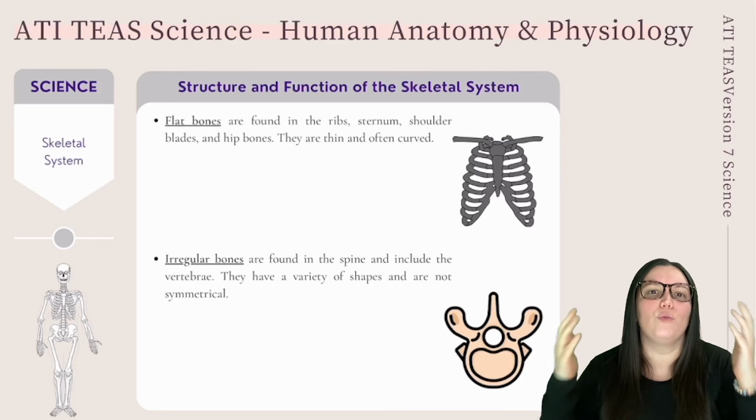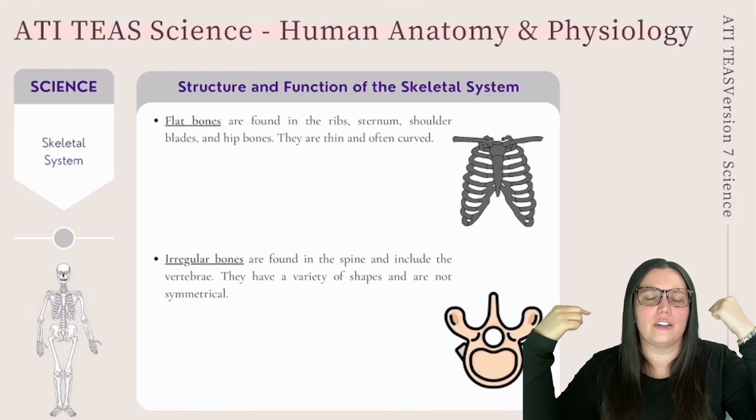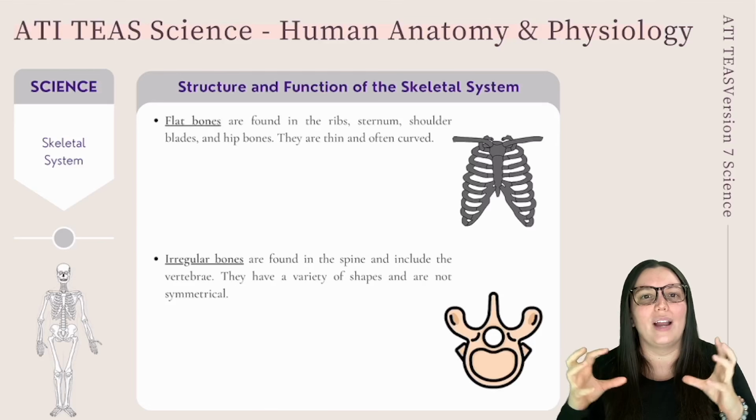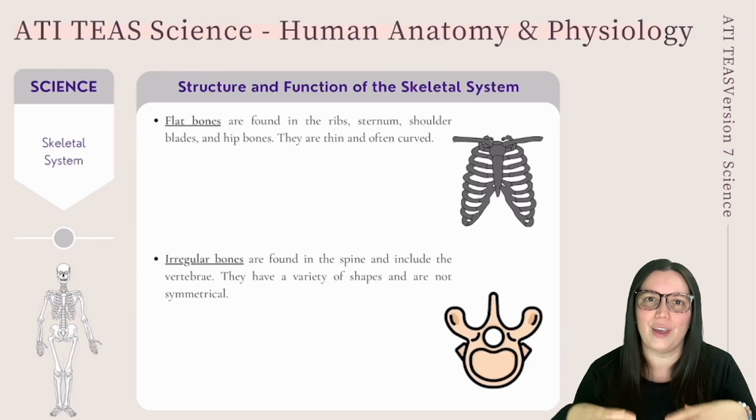And then lastly, irregular bones. These are the bones that are very irregular and are usually found within our spine. And these include our vertebrae. They have a variety of shapes and they're not symmetrical in any way, which is why they fit within the irregular bones category.